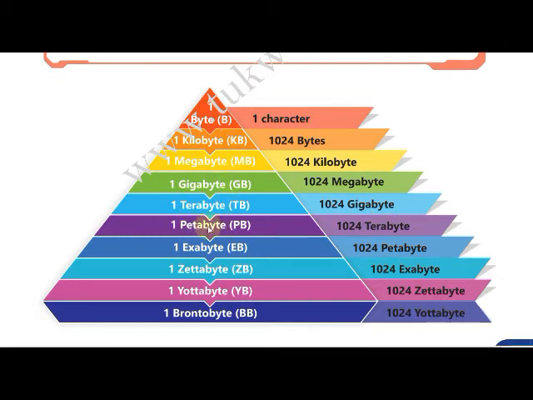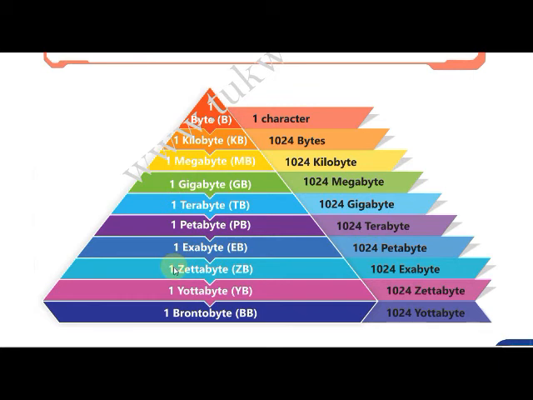Now let's proceed to the next one. After 1 petabyte, what is next? 1 exabyte, 1 EB. 1 exabyte is equal to how many petabytes? It is equal to 1024 petabytes. Means 1024 petabytes make 1 exabyte.